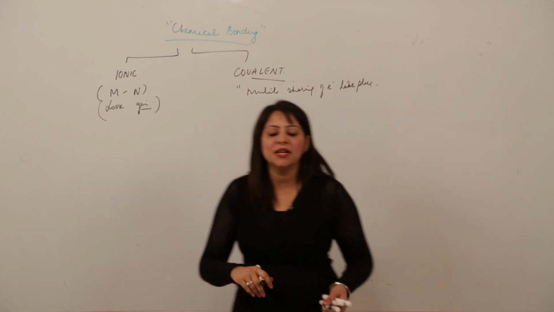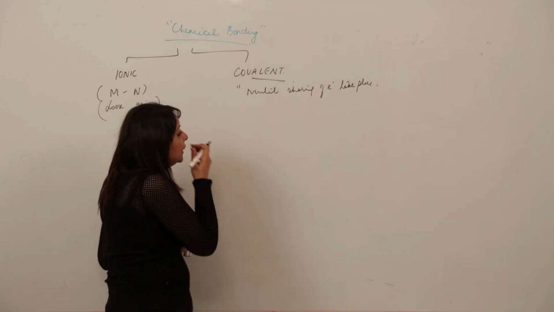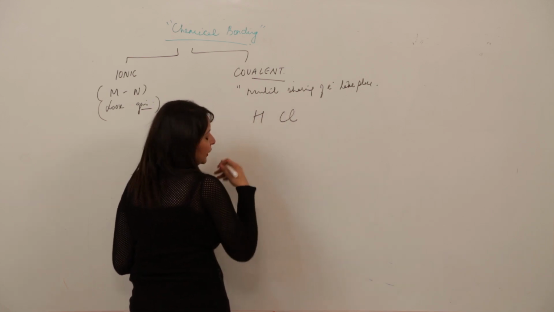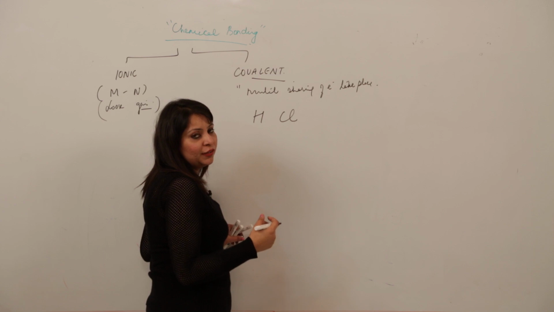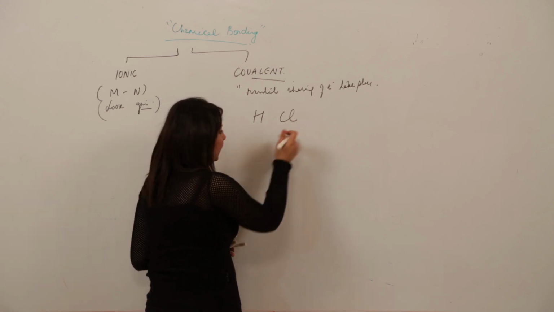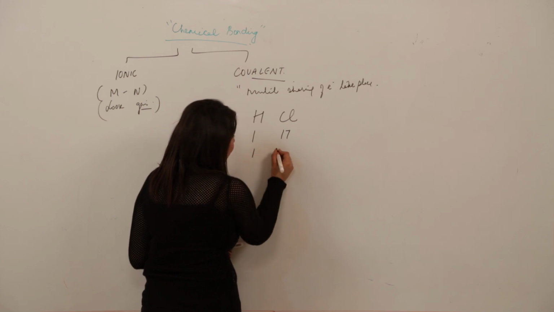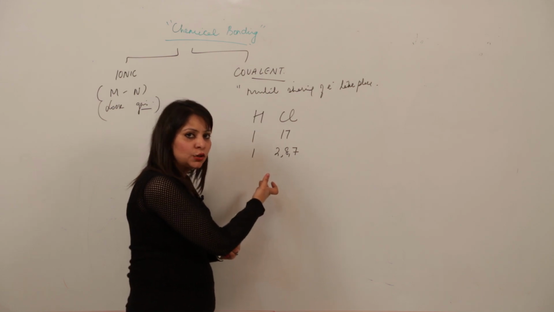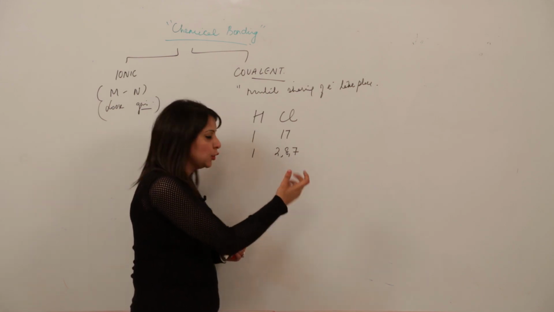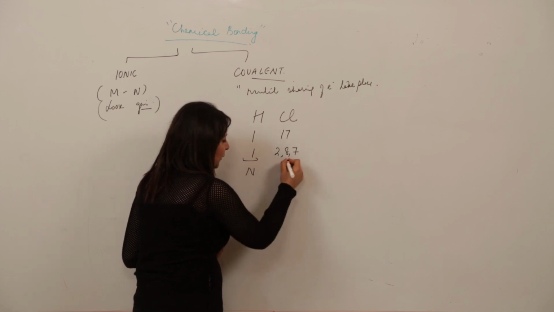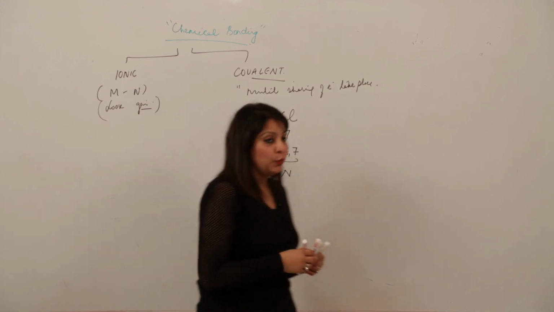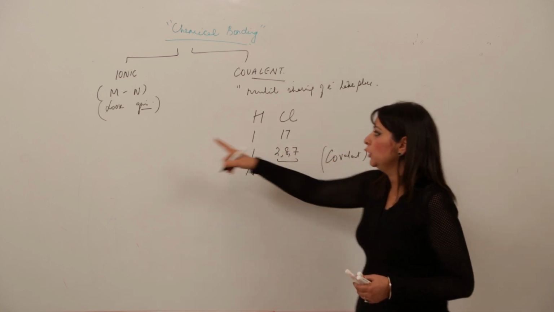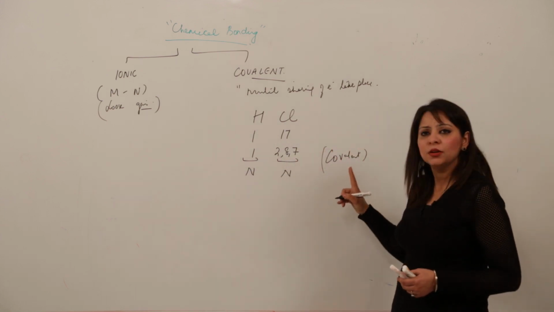And how can you judge that these atoms will contain a covalent bond? Just write, like if I say HCl, so if I tell you to make a bond between hydrogen and chlorine, write hydrogen, write chlorine, write their atomic numbers, write their configuration. Now you will see it needs an electron to complete its octet, and it also needs an electron to complete its octet, and both are non-metals. So whenever the bond is formed between non-metal and non-metal, it is always covalent. Metal and non-metal is ionic, non-metal and non-metal is always covalent.